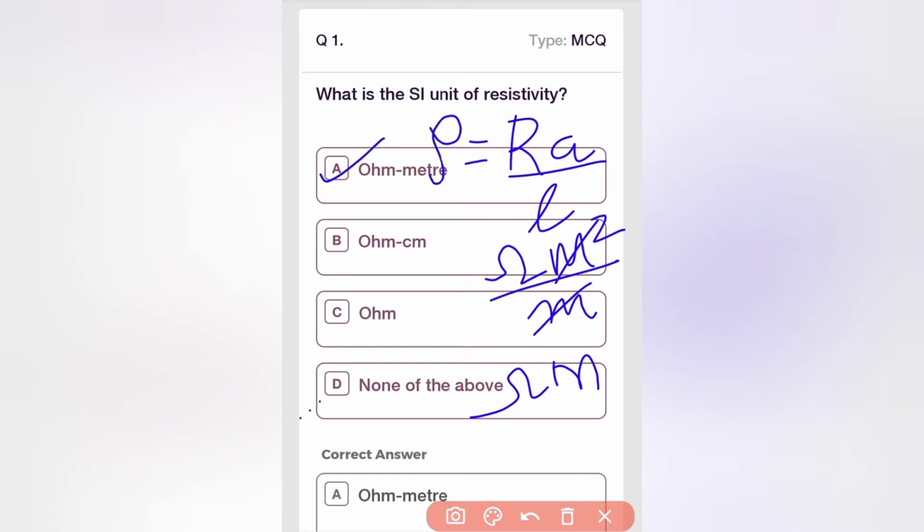Ohm centimeter is given, ohm is given, and none of the above. The correct answer is ohm meter.